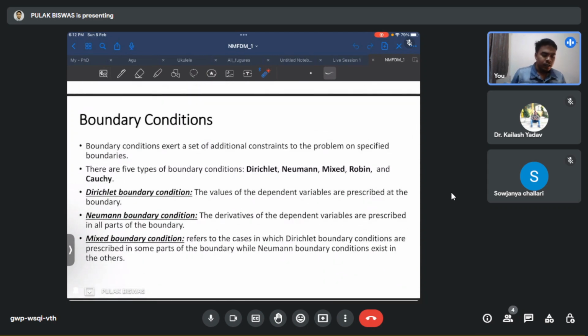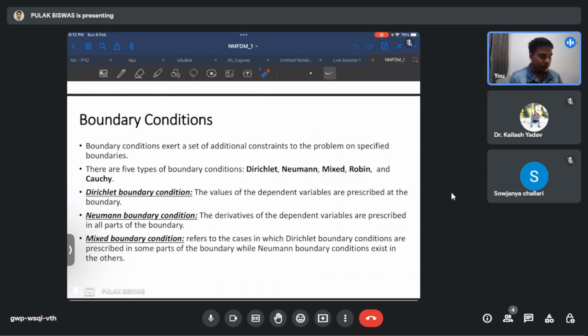Now, as I said in the initial discussion, along with the differential equation, boundary conditions and initial conditions should be provided. Here we are highlighting the boundary conditions. Boundary conditions are a few constraints provided at the boundaries of the problem domain. There are mainly 5 types of boundary conditions: Dirichlet, Neumann, mixed, Robin, and Cauchy.